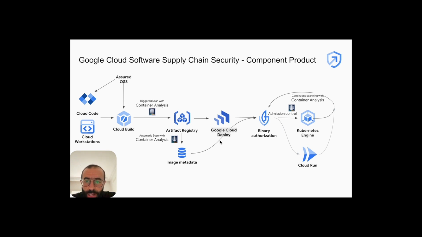After that, we have Google Cloud Deploy, which will be used in order to configure your deployment strategy, whether you want to do a canary deployment or blue-green deployment or whatever. So this is where it will be configured. And then Binary Authorization will be in front of your runtime, and it will verify if the images that I'm going to deploy on Kubernetes or on Cloud Run are allowed to be deployed. So they are attested to be deployed.